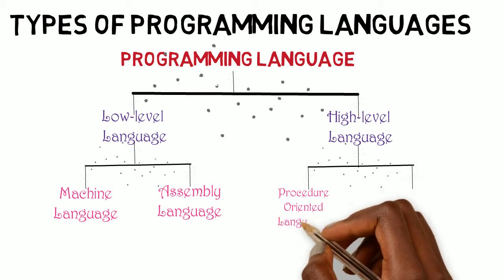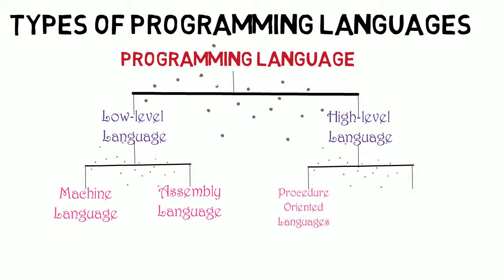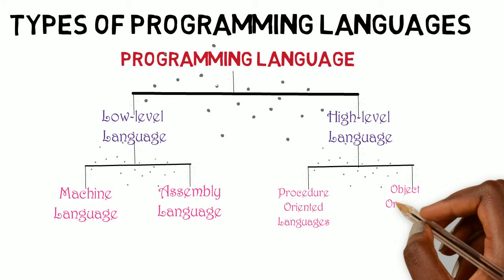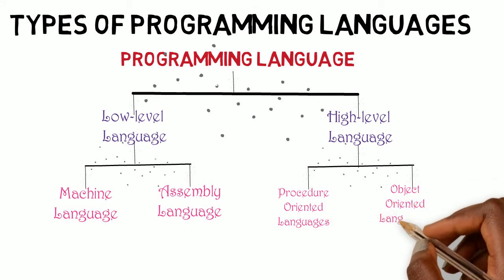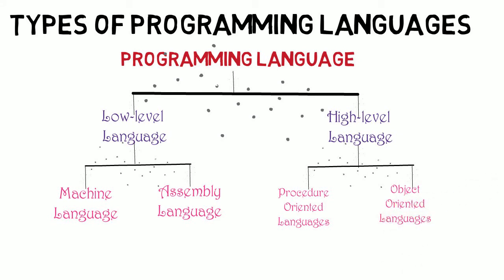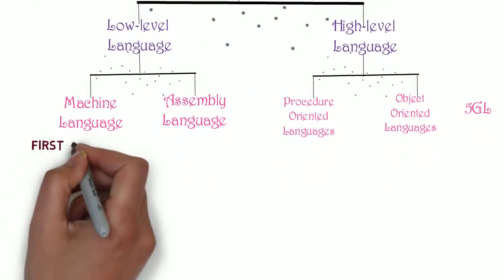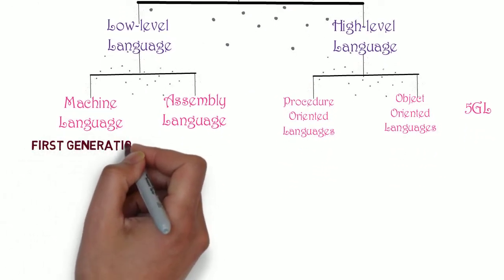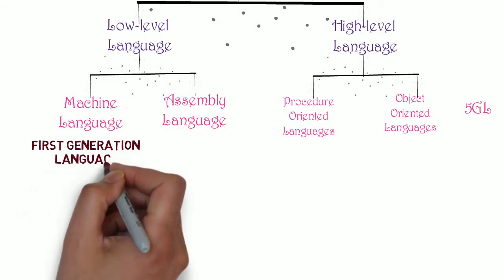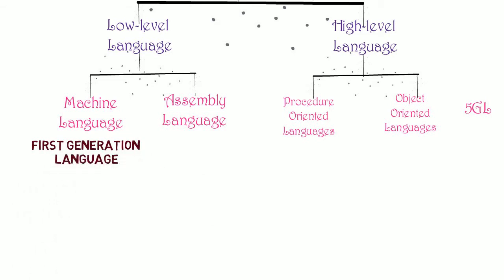Under the high-level languages, we talk about the procedure-oriented language, which is the third generation, the object-oriented, which is the fourth generation, and lastly, we are going to talk about the fifth generation computer language. So, let's begin with the low-level programming languages. Machine language.